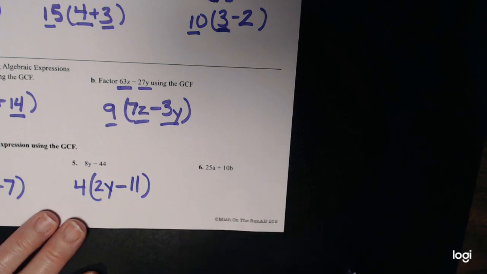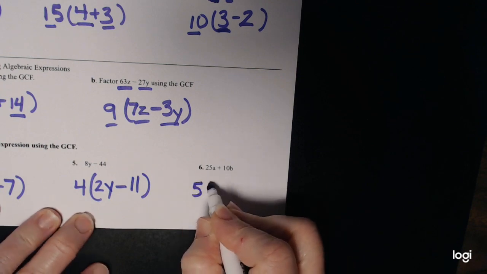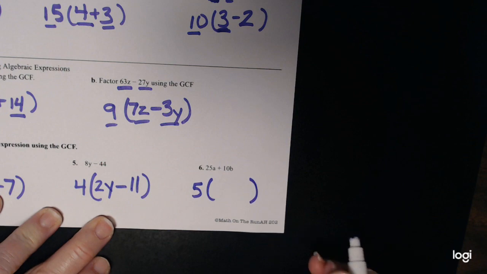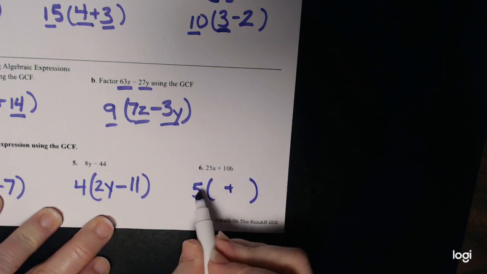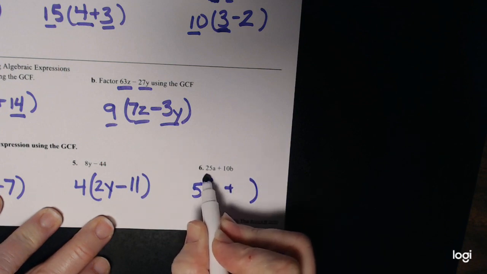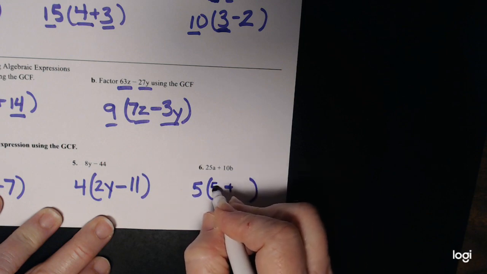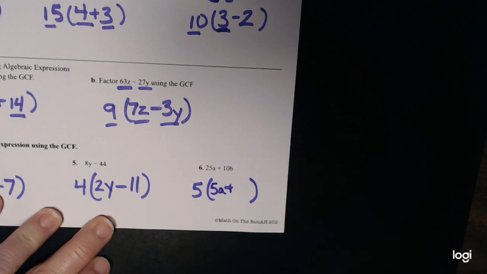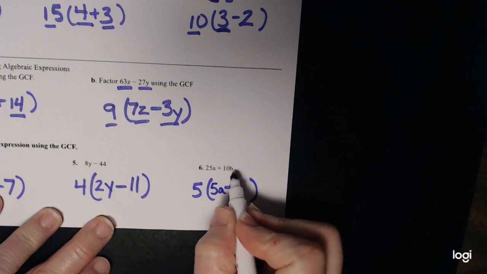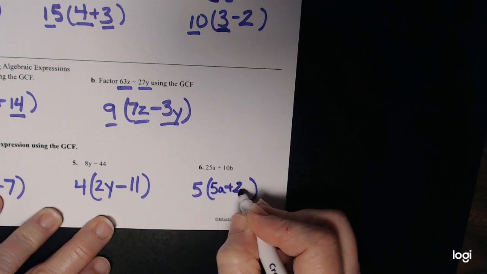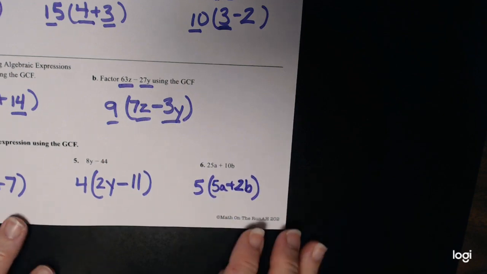25a plus 10b, you should have found that you have a factor of 5 that you could have pulled out. My plus. 5 times 5 is 25 with my a. And 5 times what is 10? 5 times 2, but I can't forget the b.